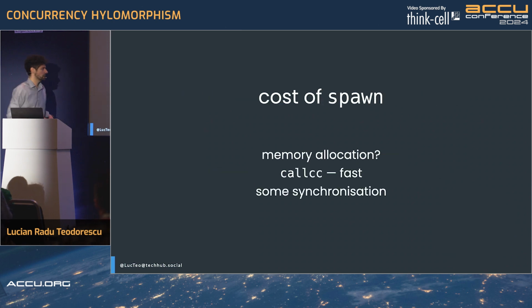The cost of a spawn. At this point, the technique that I'm using is doing a memory allocation for the coroutine. That may be a cost, but that's easily optimizable because you can reuse the same stacks. I'm using the callcc primitive that's coming from Boost context, and they have a benchmark in there that's pretty fast. I forgot, something like 3 times slower than a function call, very, very fast. And then there's some synchronization for spawn. It's just like you put a task into a thread pool, so that amount of synchronization you have in there, plus another atomic store.